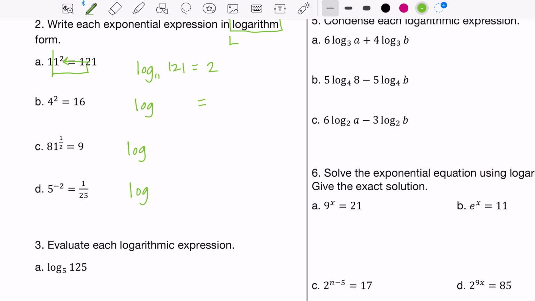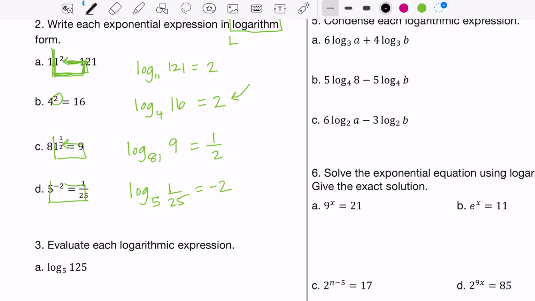If the L isn't your favorite thing, this is like a block L, you can always just set it up like this. The base is 4 of the exponential, so the base is 4 of the logarithm. Logarithms equal the exponent. This exponent is 2, and then the only other number is 16. I'm going to stick with the L. So log base 81 of 9 equals 1/2, and then log base 5 of 1/25 equals -2.